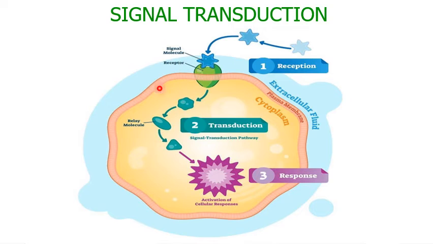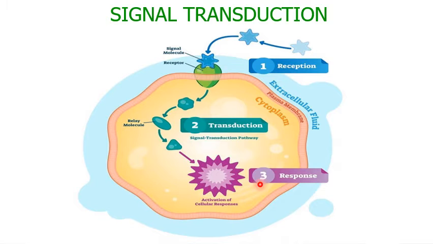In simple terms, cell signaling can be described as the production of a signal from a cell, and that signal is received by another cell called a target cell. But the main process that happens here in cell signaling is called a signal transduction pathway.